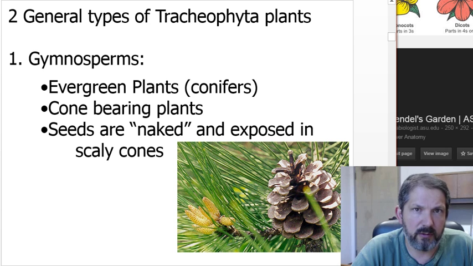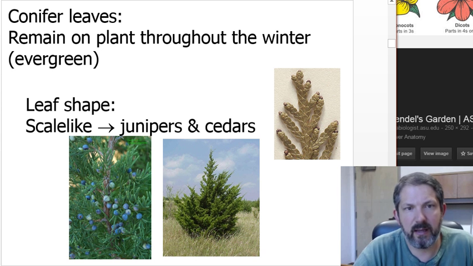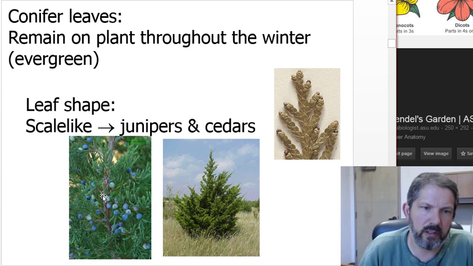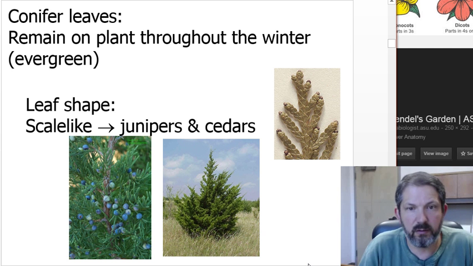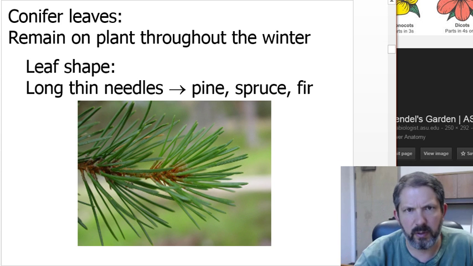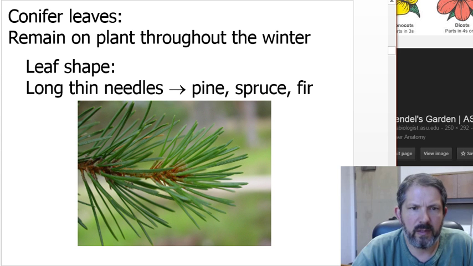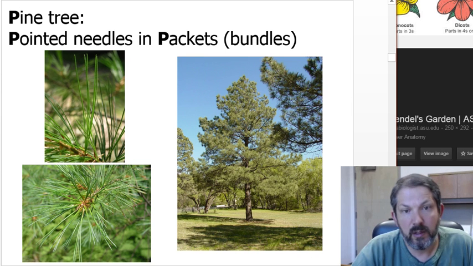Okay, gymnosperms. Who are the gymnosperms? These are the more primitive group of tracheophytes. They have cones. They don't have fruits. Well, I said that, and then here are these little berries on a juniper tree. It's kind of like a fruit. Well, technically it's not, I guess. Anyhow, their leaves look different. They're scaly or needly, and they stay on all year round. But it mainly has to do with seeds. Gymnosperms have seeds that are without fruit.